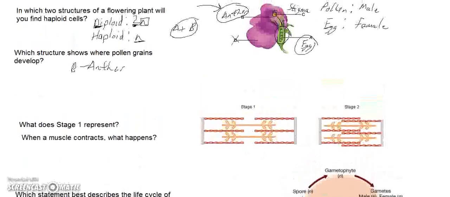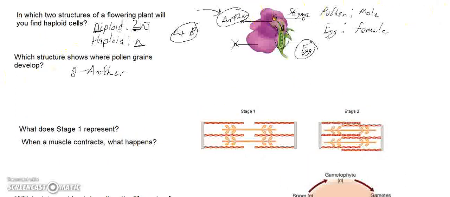All right. What does stage 1 of these examples of these sarcomeres represent? And then we'll go into when a muscle contracts, what happens. So first, what does stage 1 represent? You get a picture and there's two stages here, stage 1 and stage 2, and the choices are a muscle that is fully contracted, a muscle that is rotating, and a muscle that is fully at rest.